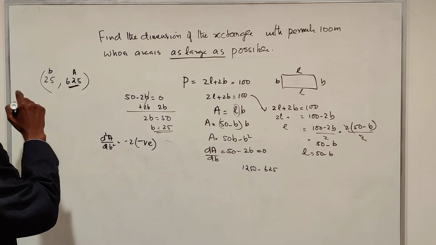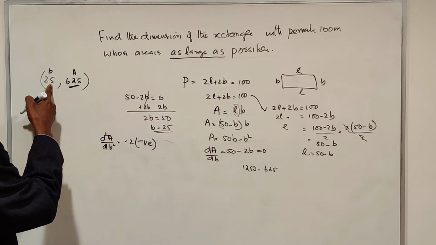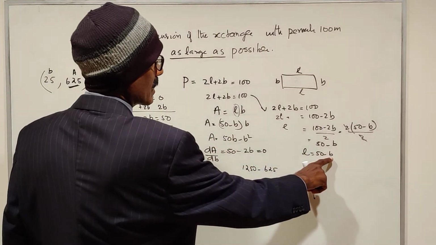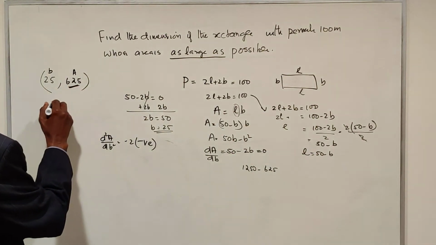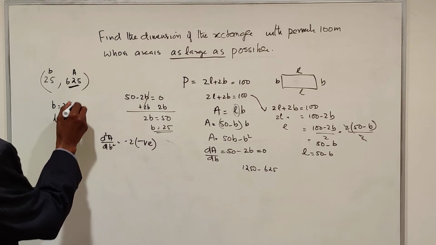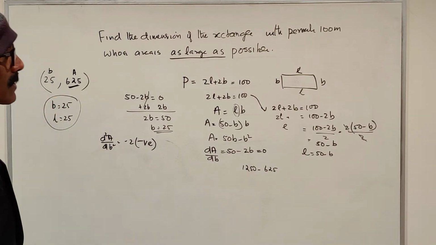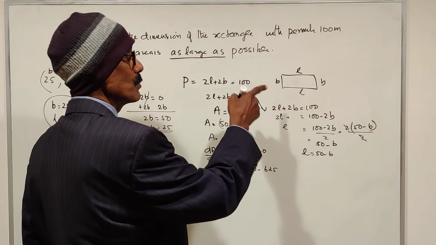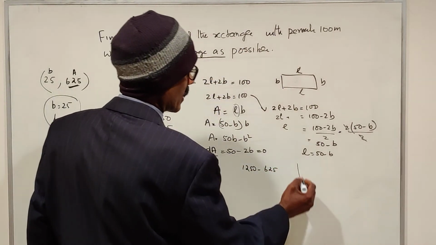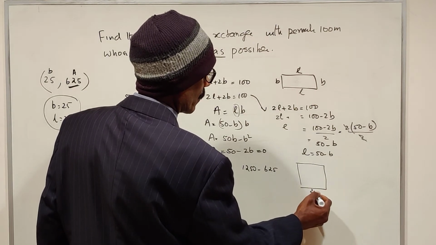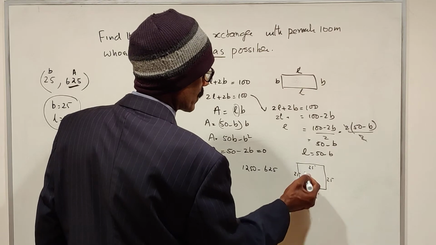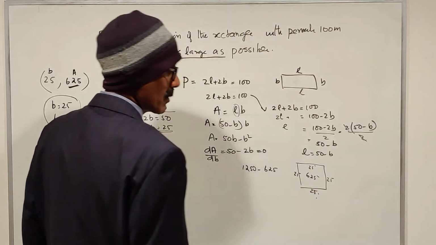So what is the breadth? 25 is the breadth. Then what is the length? 50 minus 25. That is 25. Breadth is 25. Length is also 25. What does it mean? It means the largest area should be a square. Length and breadth are the same, 25 and 25. 25 times 25, 625 is the maximum area.